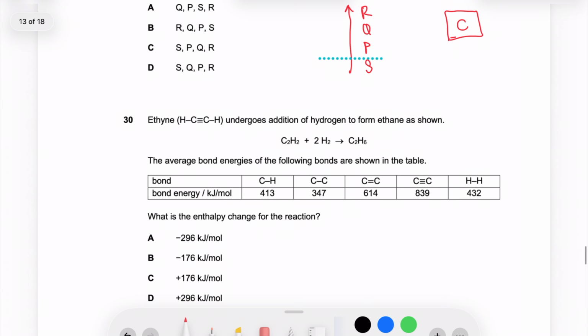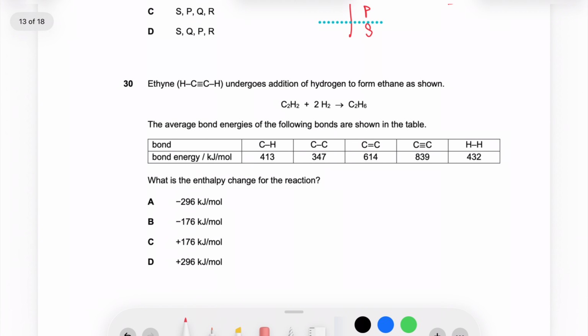Moving on. This is energy changes. So what's the enthalpy change of the reaction? Okay, so first you must calculate energy absorbed.